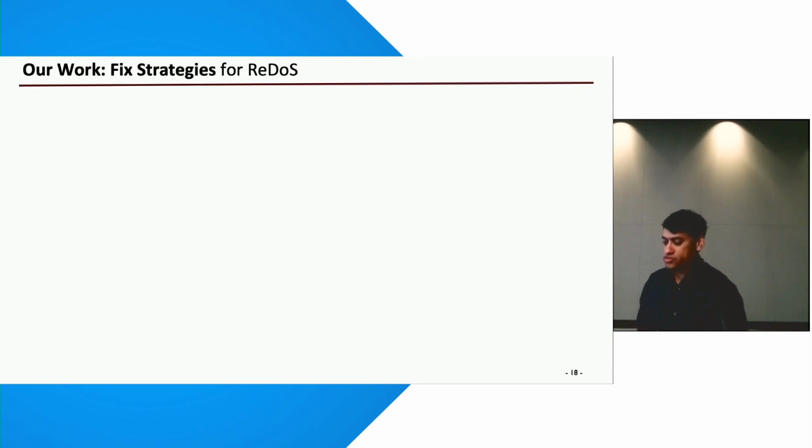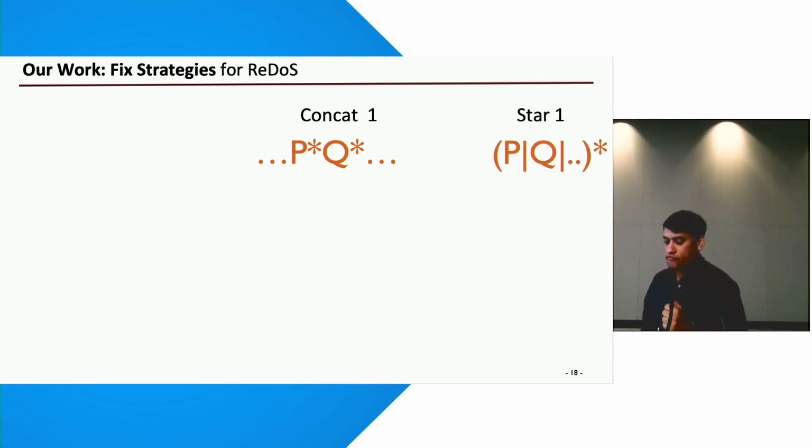So this is how the denial of service will happen here. So how can we fix this? Let's see how we can fix these anti-patterns we just saw. If you remember from the previous slide, we saw two anti-patterns, concat1 and star1, and these are the vulnerable regexes that we saw for those anti-patterns.